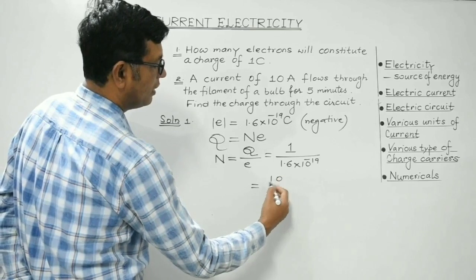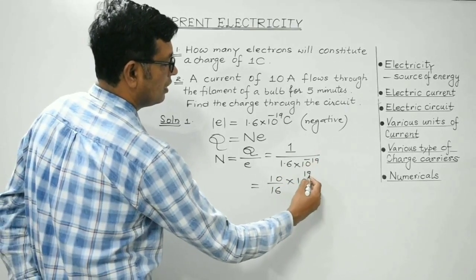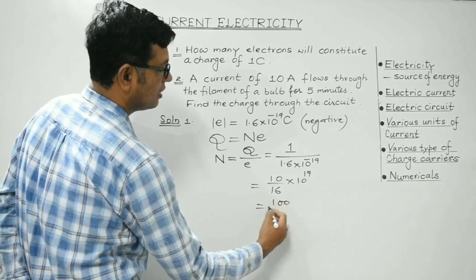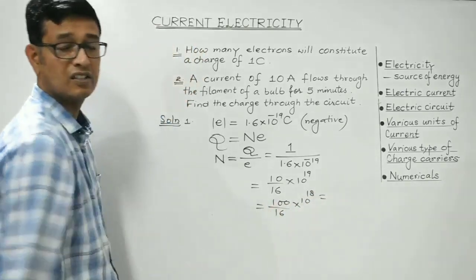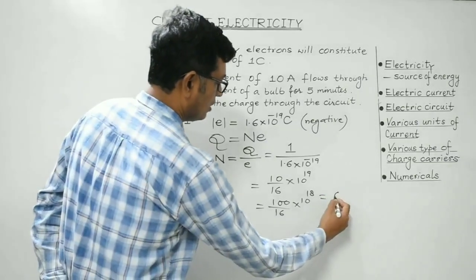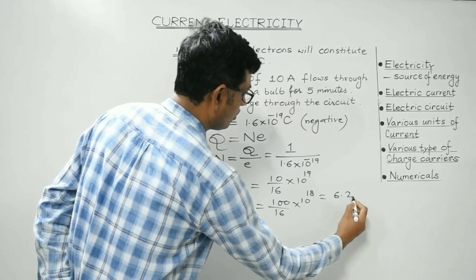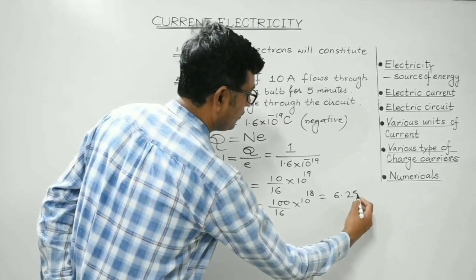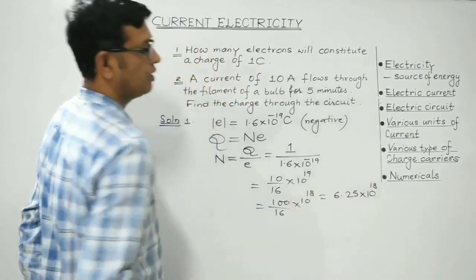So it will be 1 by 1.6 into 10 raised to 19. So it can be written as 100 by 16 into 10 raised to 18. So 100 by 16, it will give us 6.25. So it will be 6.25 into 10 raised to 18.